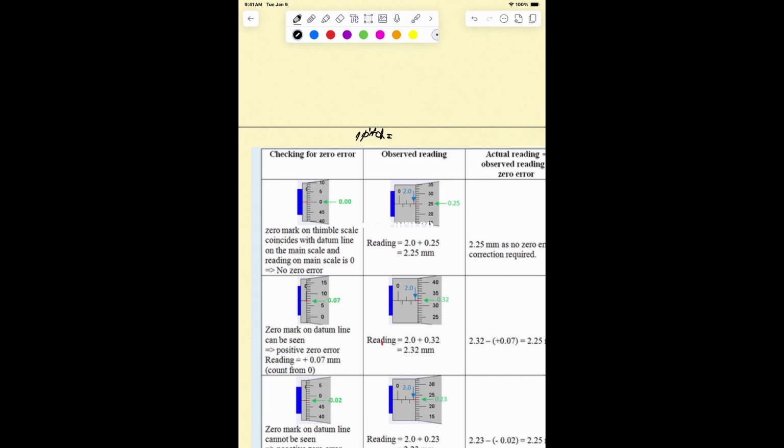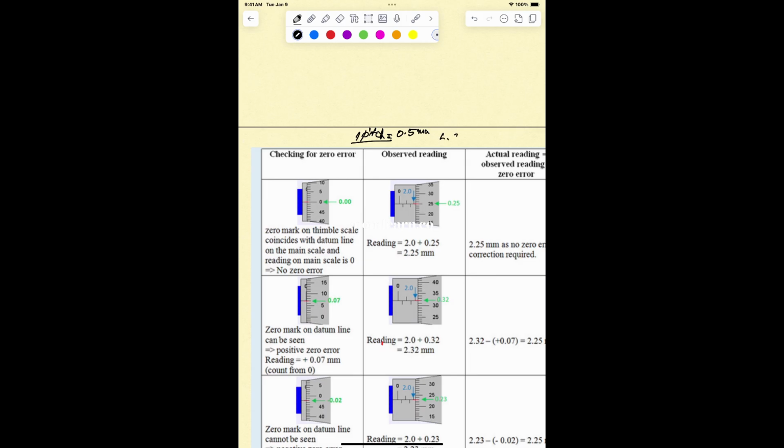That means, supposing when you make one full rotation of the circular scale, or the head scale, the zero of the circular scale comes back after one division of the main scale, then that is 0.5. It just advances by 0.5 mm because one division of the main scale is 0.5 mm. Therefore, pitch is 0.5 mm. Pitch is how much it advances.